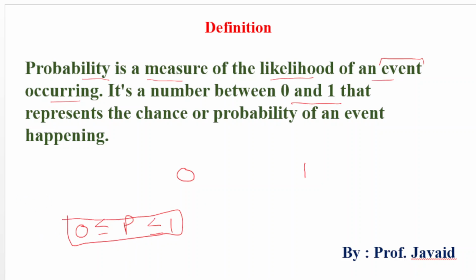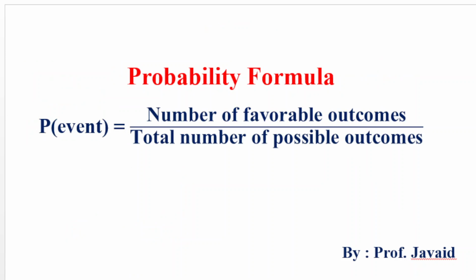So let's move toward the formula. The formula is in front of us: probability of an event. You have to learn this formula, because in the whole exercise and in future also, we will use this formula. It is the number of favorable outcomes over the total number of possible outcomes. Possible means the total, and favorable means how it's coming, how something is going on.